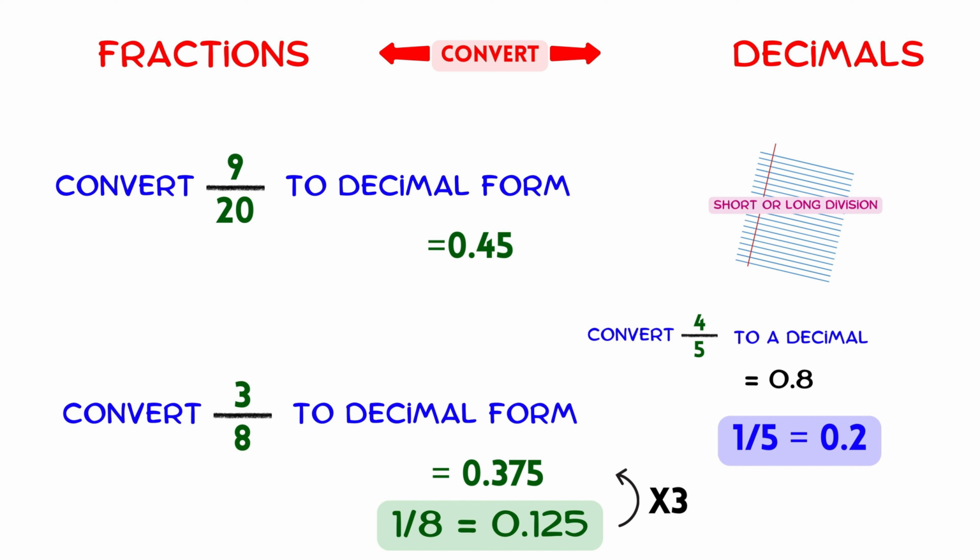As a last example, let's try and convert 4 over 5 into a decimal. Like before, all we have to do is the division, so 4 divided by 5, which is 0.8, and if you wanted to do that in your head, we can use the fact that 1/5 is equal to 0.2, and then we can multiply that by 4 to get 4/5, which is 0.8.